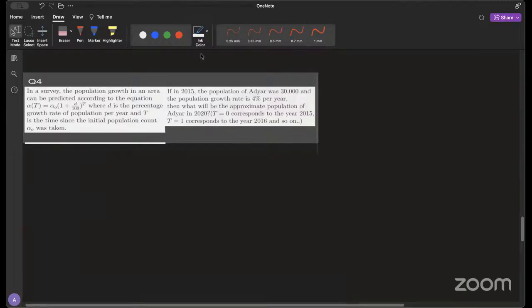Ma'am, again, is alpha t the growth rate or the population at time t, in the previous question? Means if alpha t is the growth rate, then we have to integrate. Otherwise, we can put in the value. I think alpha t should be the population at any time, because alpha naught is the initial population. It is the population only.